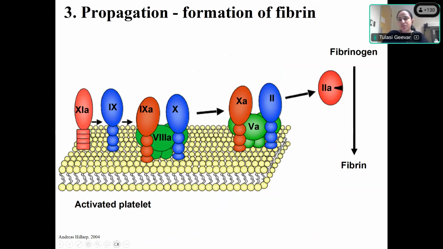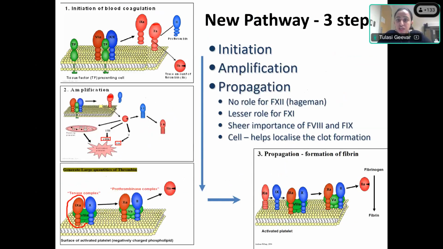Now, this is very similar to the intrinsic pathway of coagulation, except for the absence of factor 12. In this full pathway that we saw, we never saw the contribution of 12. It starts with factor 11, which is activated by the thrombin from the previous step. So the new pathway has got the initiation, amplification, and propagation. And we saw that there is no role for factor 12 or the Hageman factor.